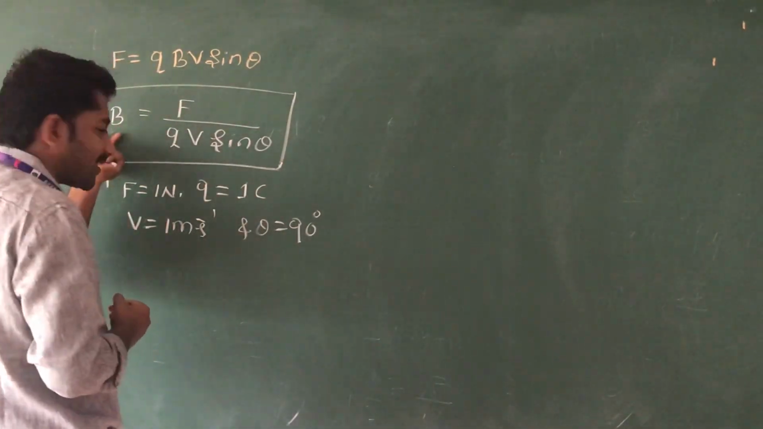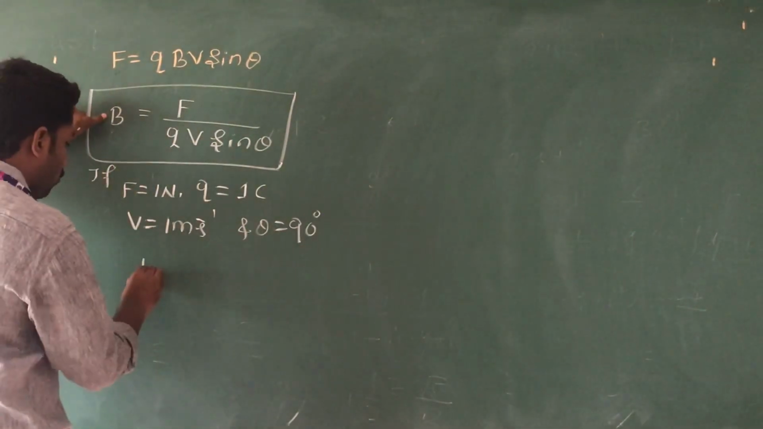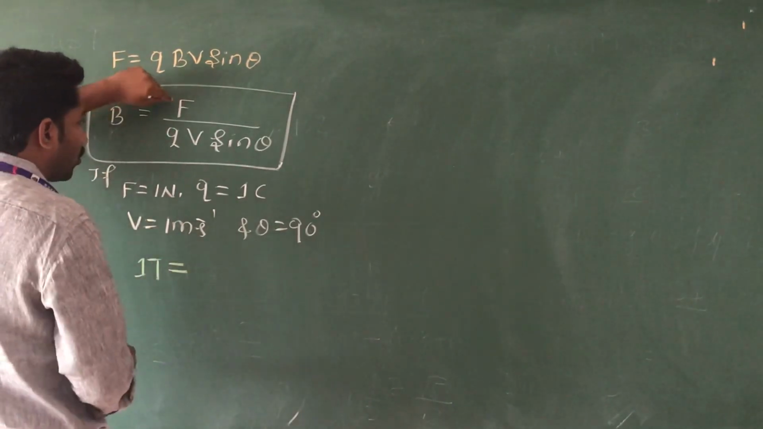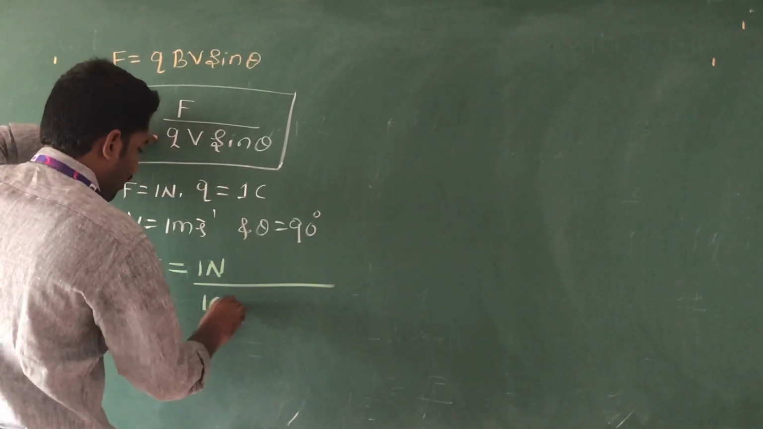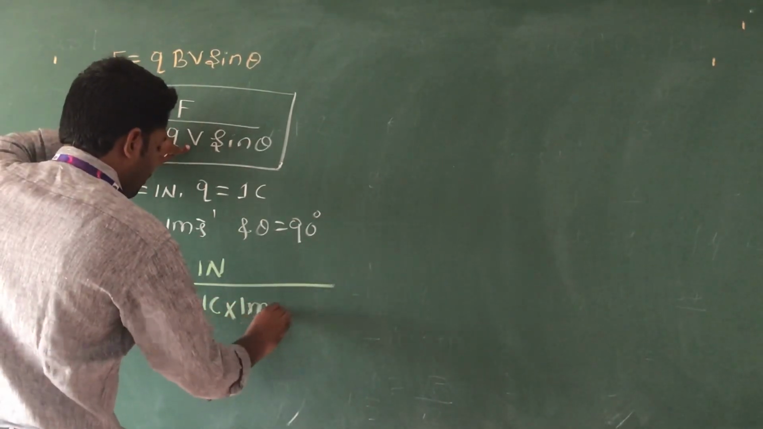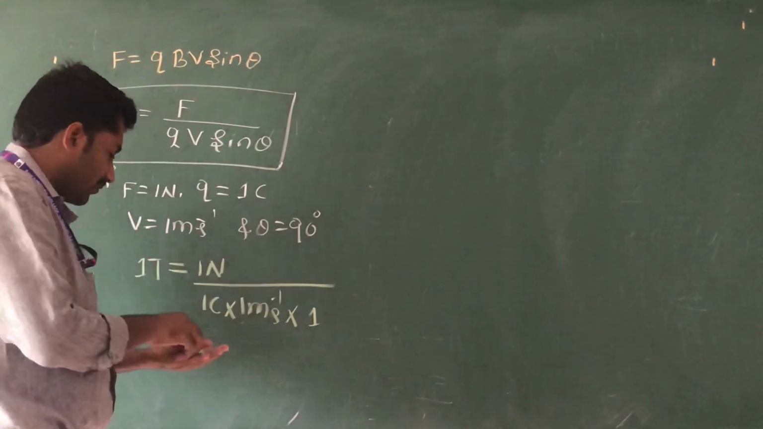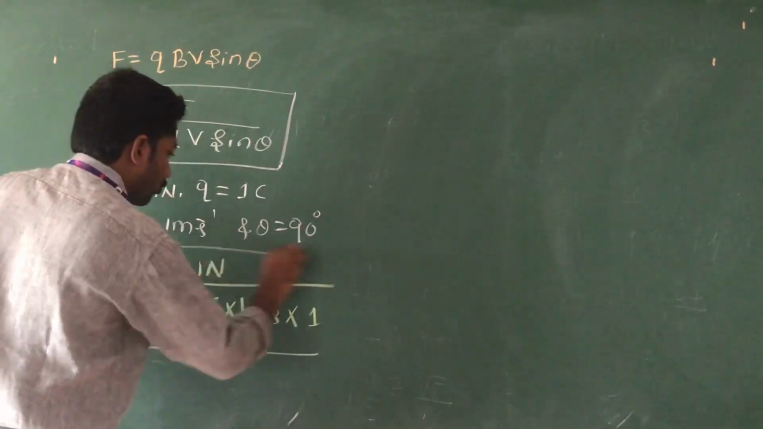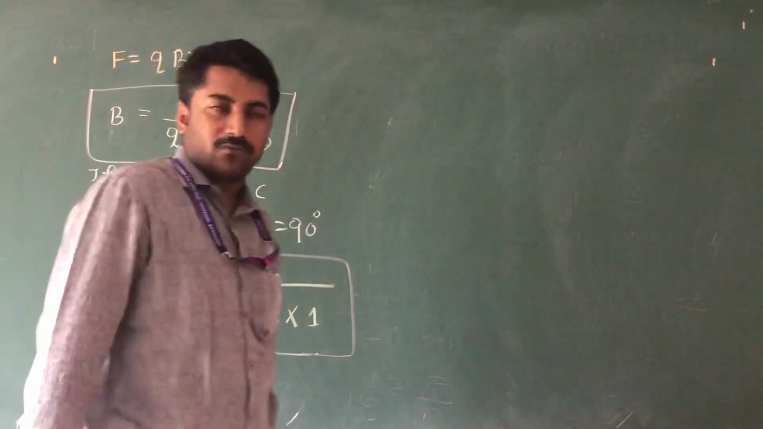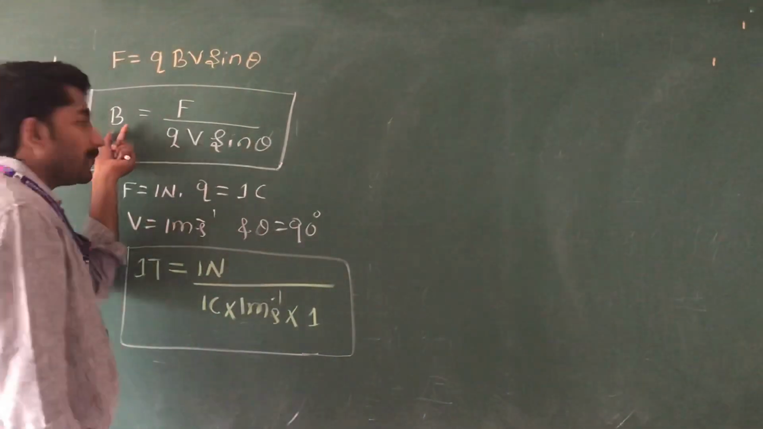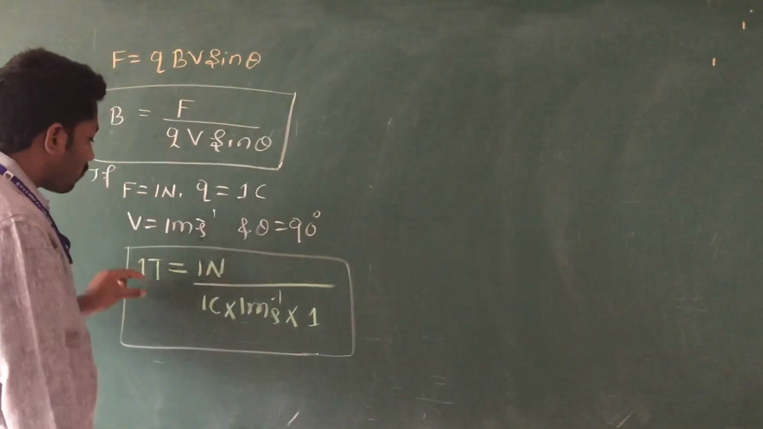Here is the definition of 1 Tesla, the SI unit of magnetic field. B is equal to 1 Tesla. Here 1 Tesla is equal to F, 1 Newton, divided by Q, that is 1 Coulomb, into V, 1 meter per second, into sin 90, whose value is 1. So 1 Tesla is equal to 1 Newton divided by 1 Coulomb into 1 meter per second into 1. Now we will define the SI unit of magnetic field.